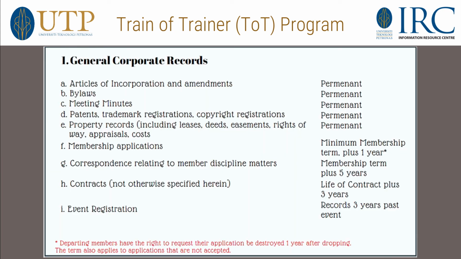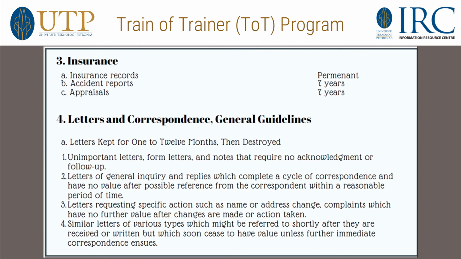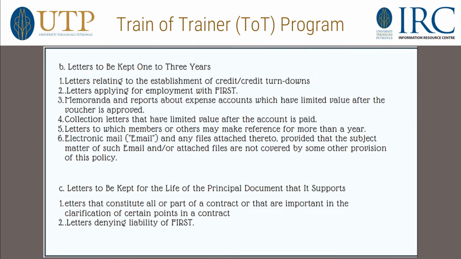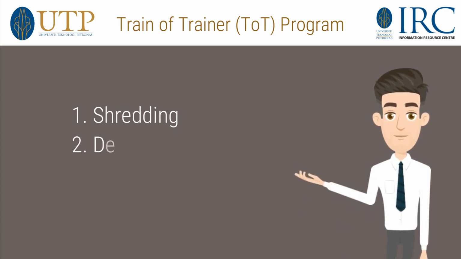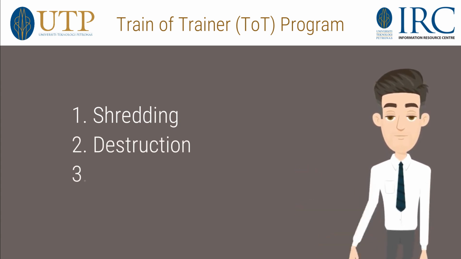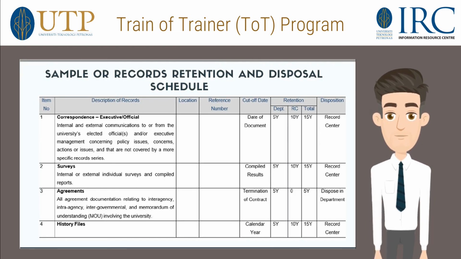These are the types of records for a proper scheduling of disposal of records. There are three methods of disposal in a department. The first one is shredding, the second one is destruction, and the third one is cutting, smashing, or pulverizing. And this is a sample of a records retention and disposal schedule.